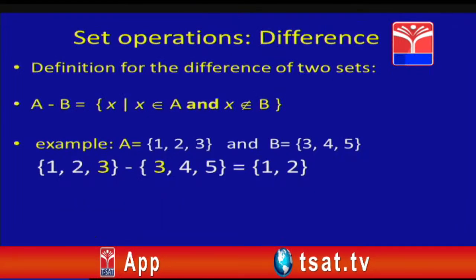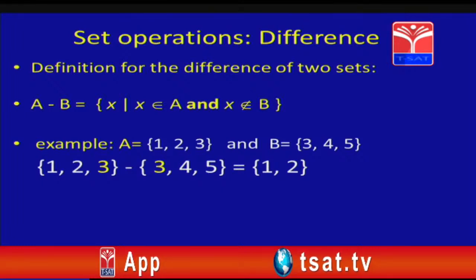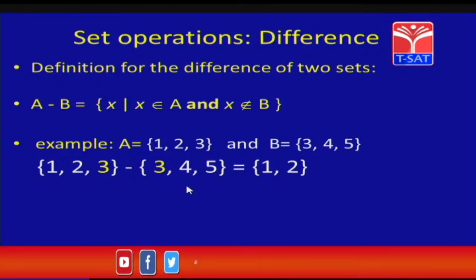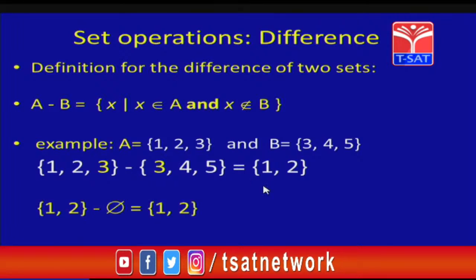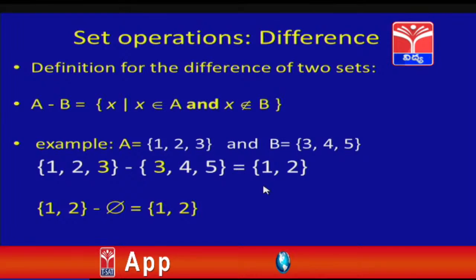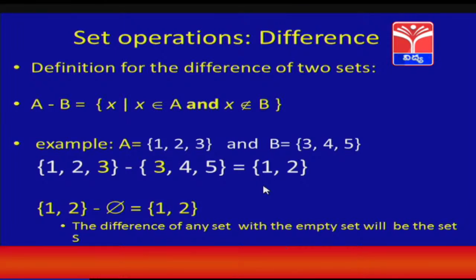Now, one example: A is the set {1, 2, 3} and B is the set {3, 4, 5}. A minus B, the set {1, 2, 3} minus the set {3, 4, 5}, is equal to the set {1, 2}. So what happened here? Only 3 is deleted, because it is a common element. So 3 was deleted. What are the remaining from A? 1 and 2. The difference of any set with the empty set will be the same set.